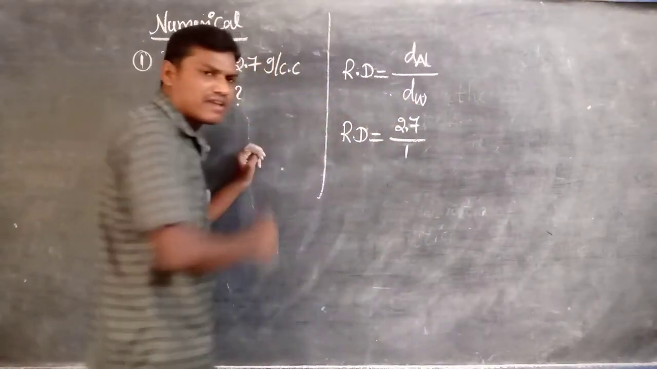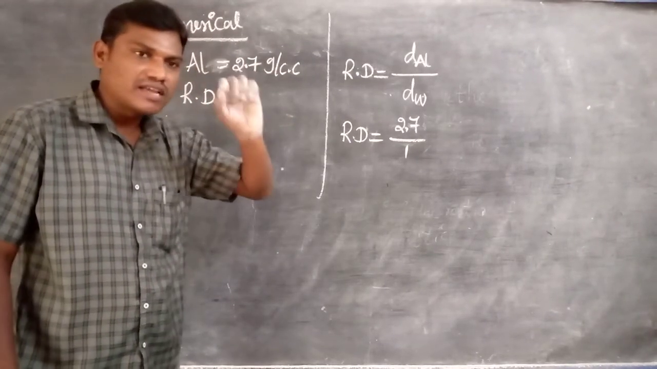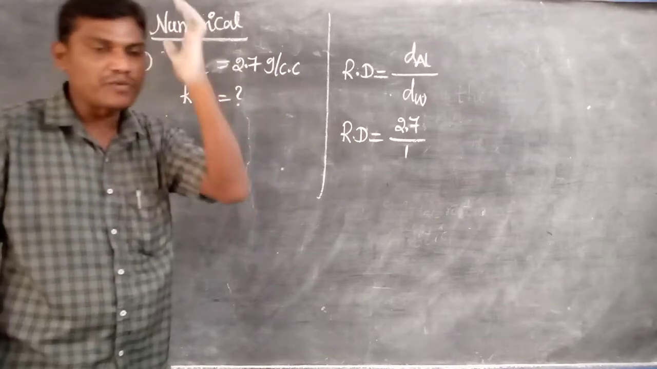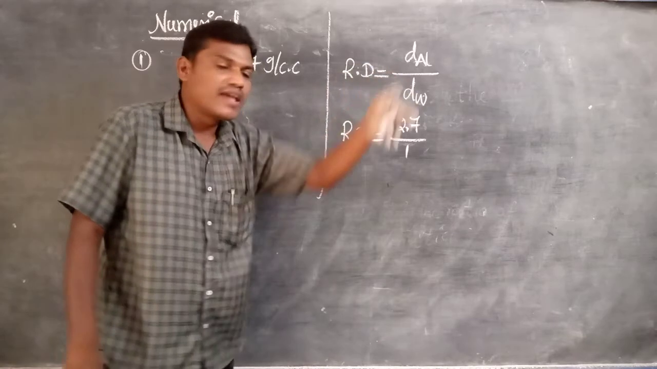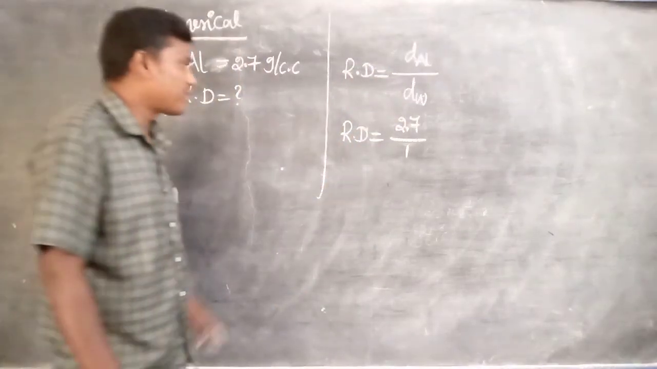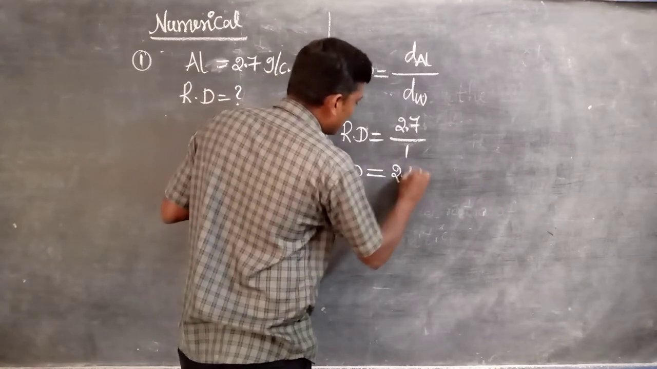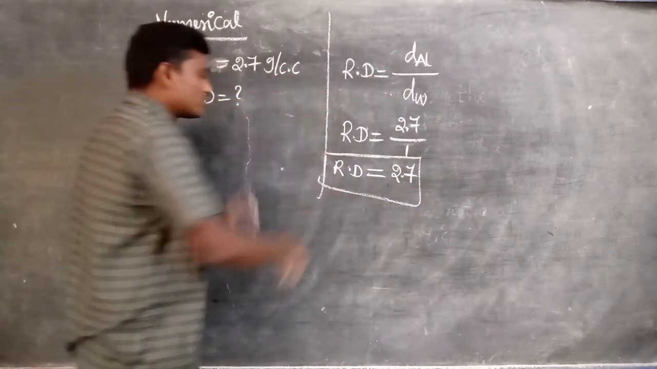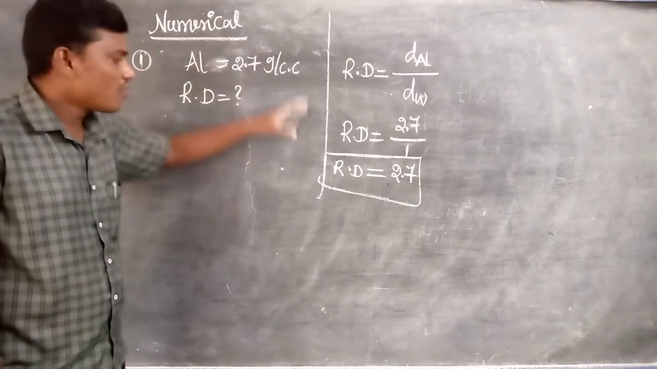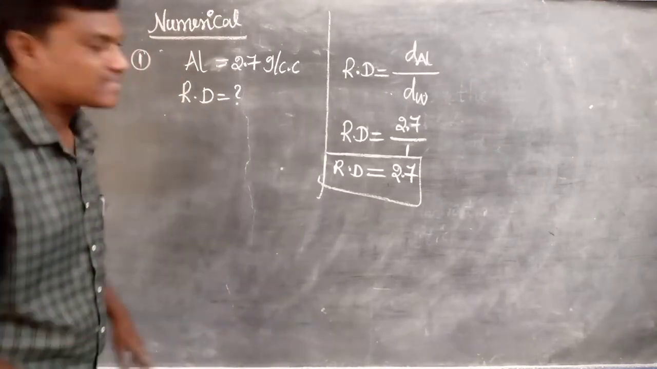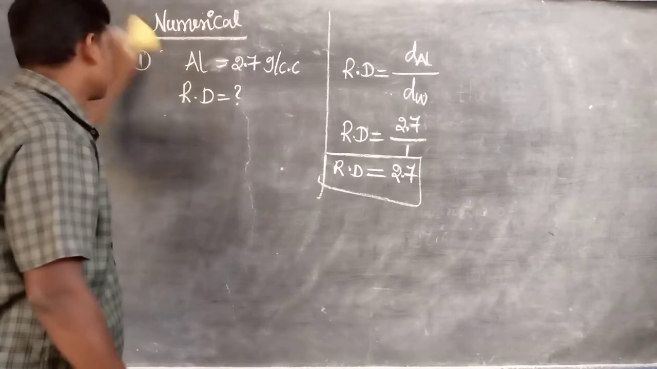That value is not given, because that value is constant. So the density of water in SI and CGS units must be kept in your memory. Density of water in CGS unit is 1 gram per cc and in SI unit is 1000 kilogram per meter cube. So the relative density of aluminium is 2.7. This is the method for 1 mark.